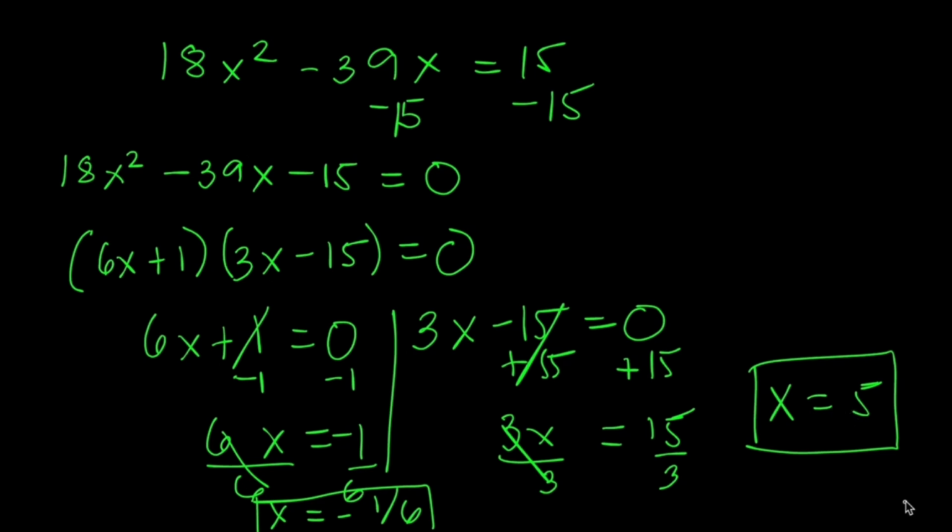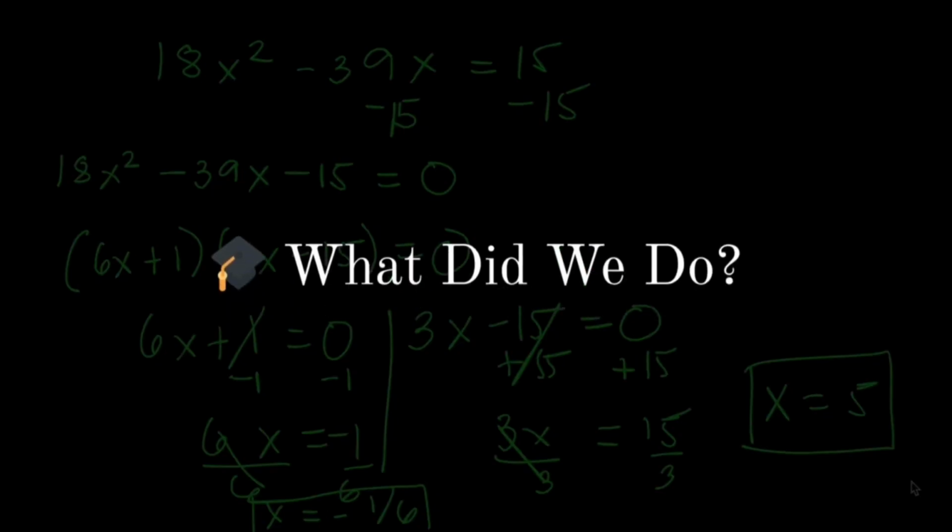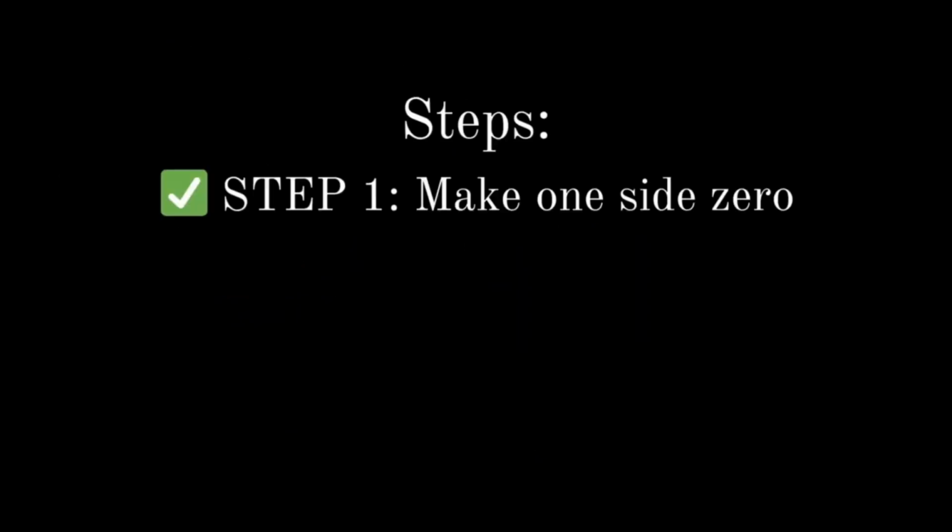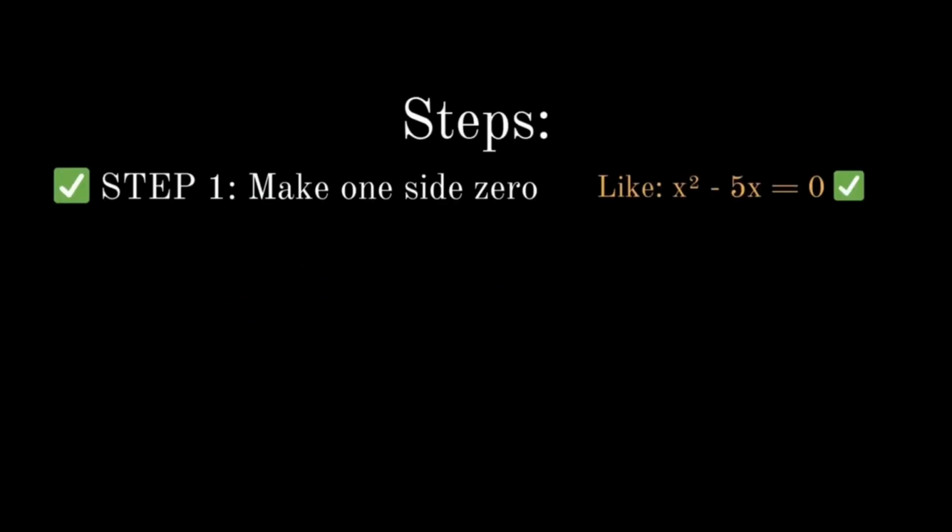Okay, you did it. You just learned how to solve tricky math problems by breaking them into smaller, easier pieces. What did we do? Let's go over the easy peasy steps one more time. Step 1, make one side 0. If the equation doesn't have a 0, move stuff around until it looks like something equals 0.